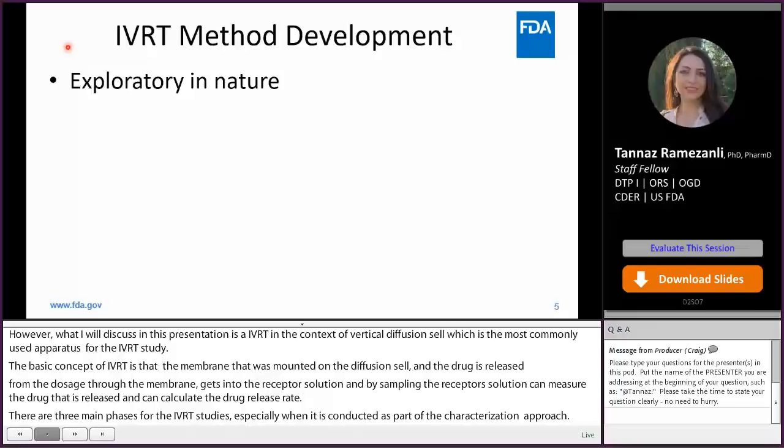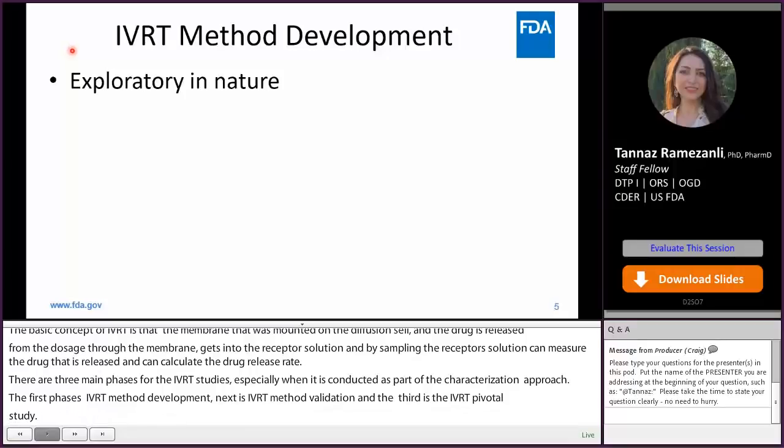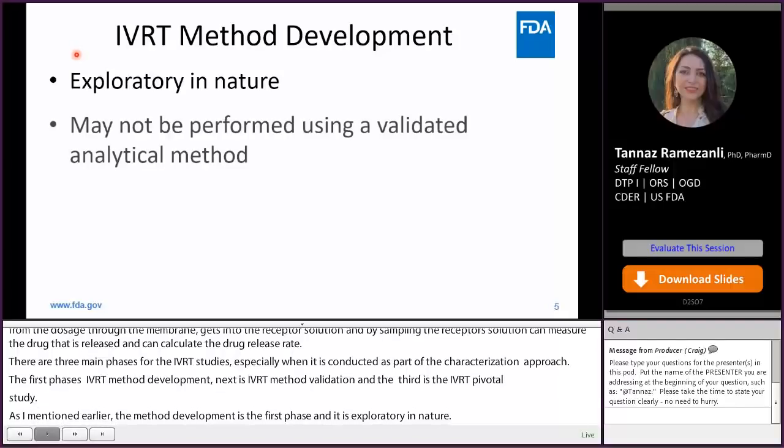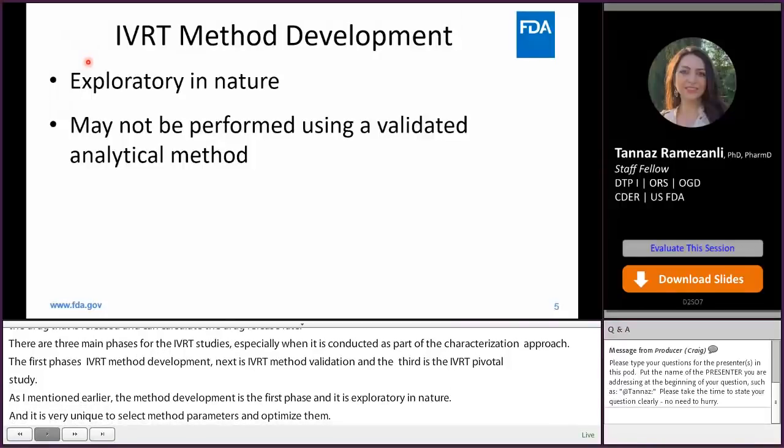As I mentioned earlier, the method development is the first phase and is exploratory in nature, and is where you need to select method parameters and optimize them. You can utilize a preliminary developed HPLC analytical method for sample analysis, and the release rates that are conducted during the IVRT method development are not expected to be analyzed using a validated analytical method.